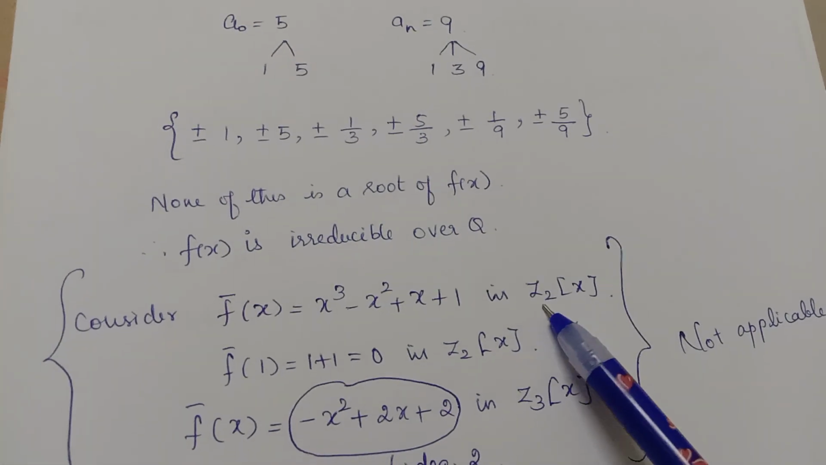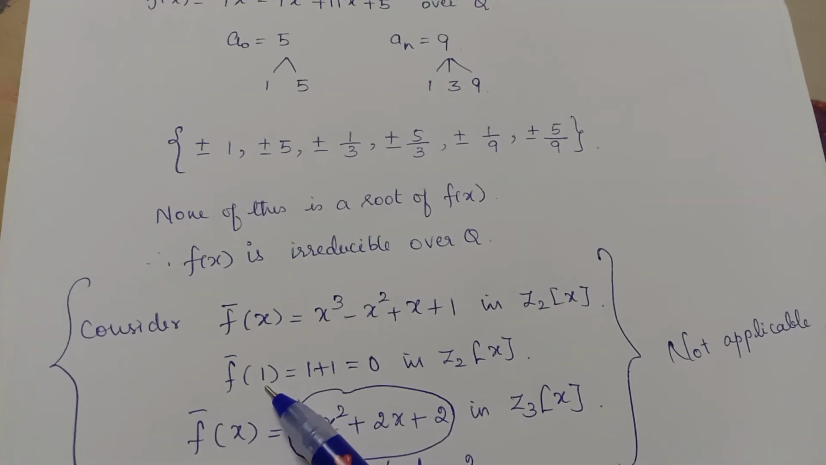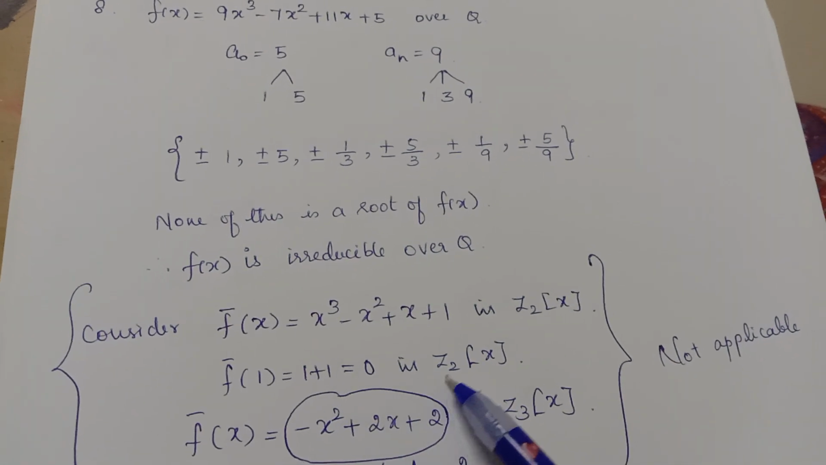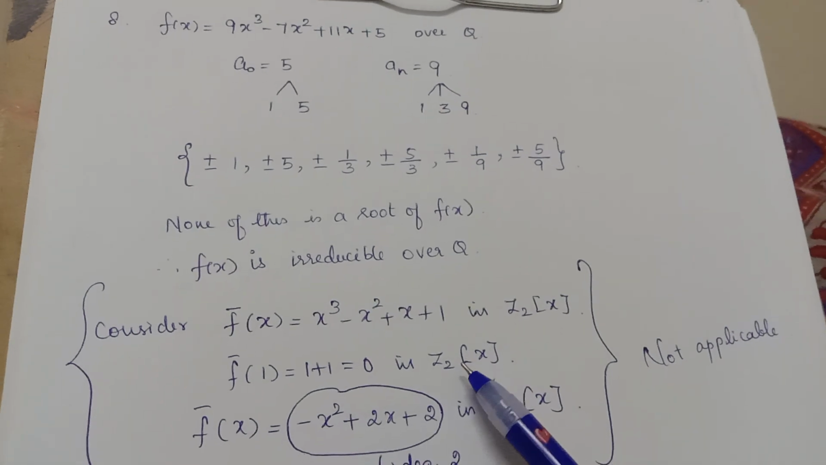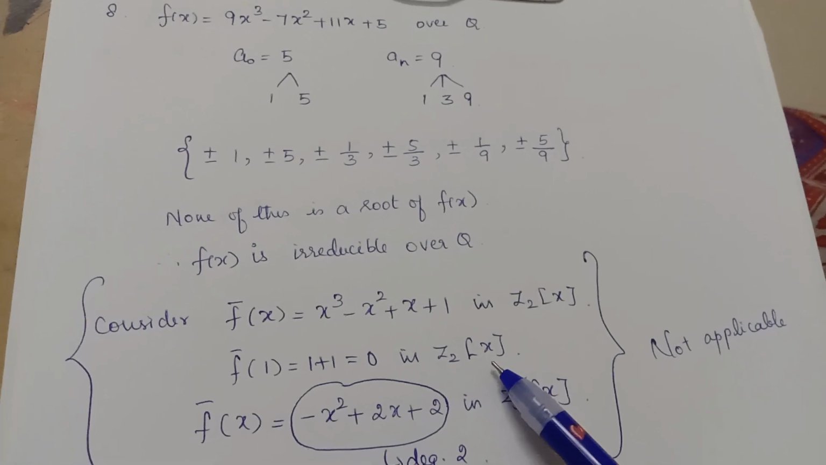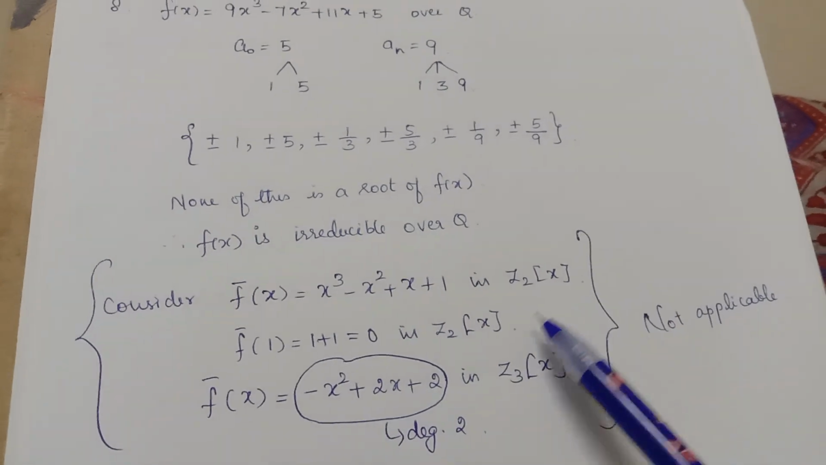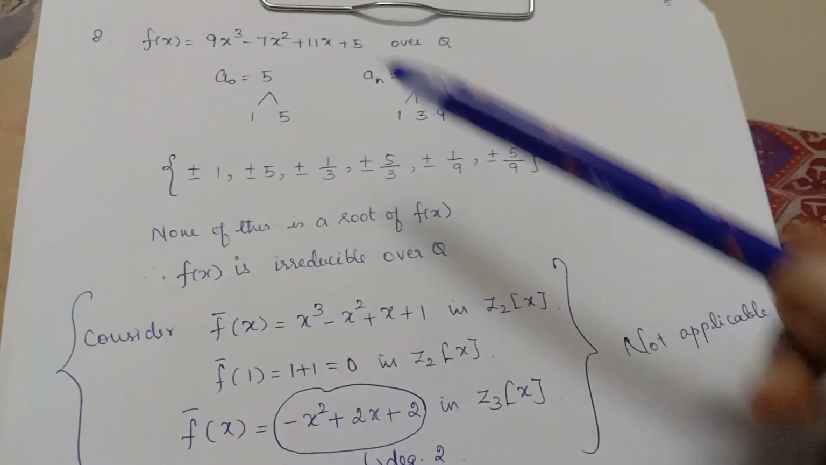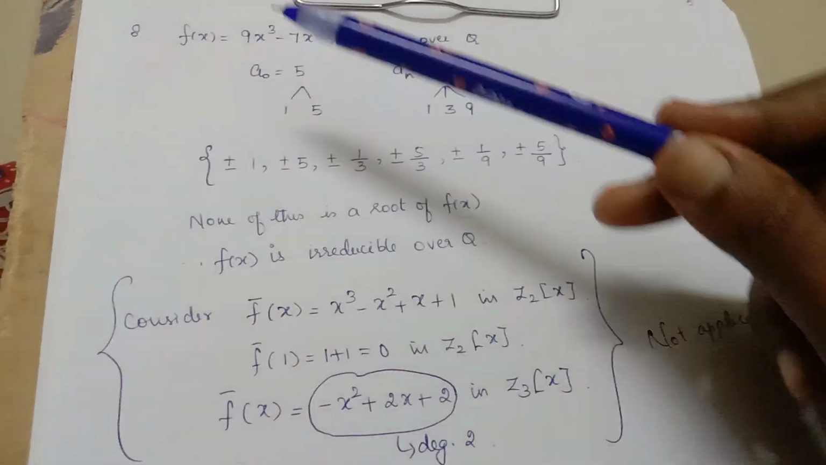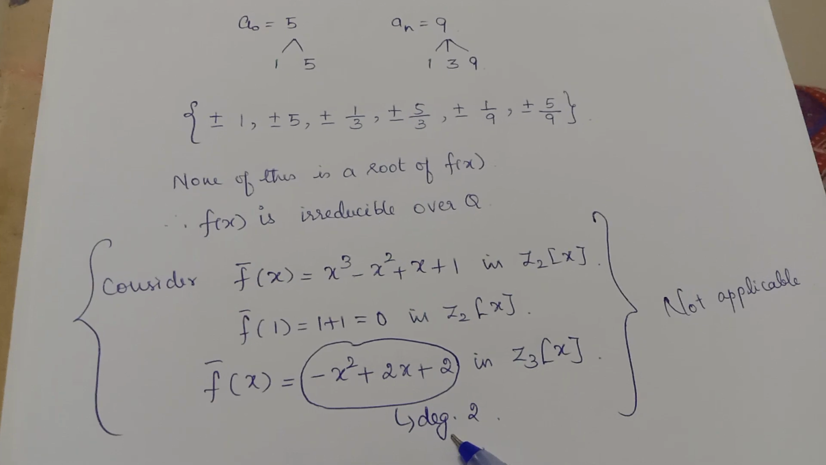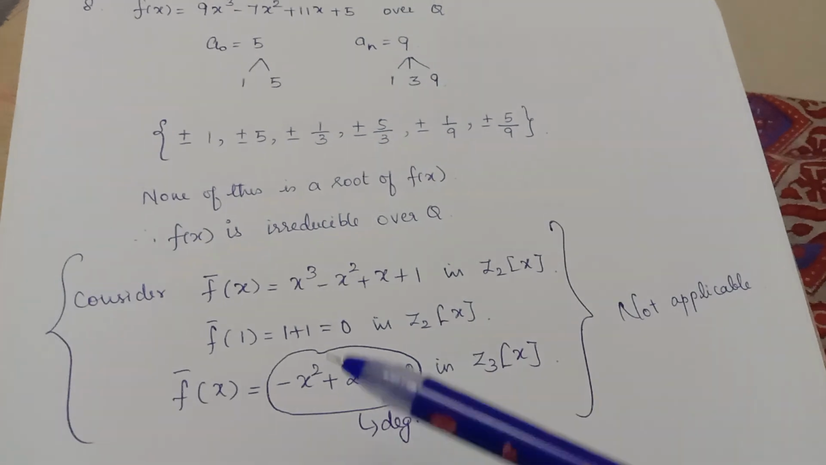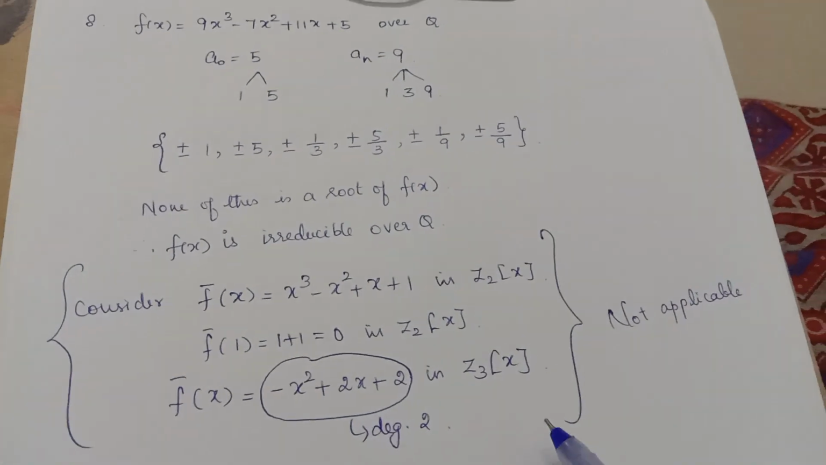Okay, in Z2, 0 and 1 are there. If you put f bar of 1, it will be equal to what? 1 minus 1 is 0, 1 plus 1 equal to 2, and 2 equals 0 in Z2 of x. So I am getting a 0 in Z2 of x. So this is not applicable. This result is applicable only when you get irreducible in Zp of x. So in Z2 of x it is not valid. What about Z3? If I write the polynomial in Z3, here 9x cube will become 0x cube in Z3, right? The degree gets reduced. So in Z3 also it is not applicable. Next prime number is 5. If you go for Z5, it may be difficult, or you may again get it as reducible. So I am not going to do this by this method.